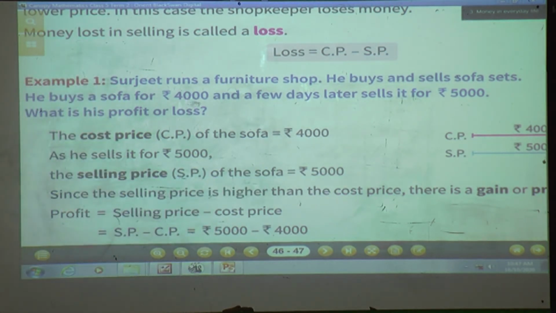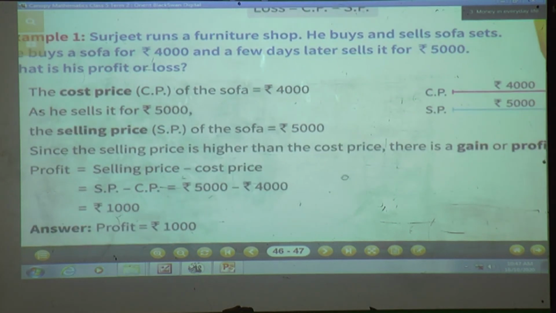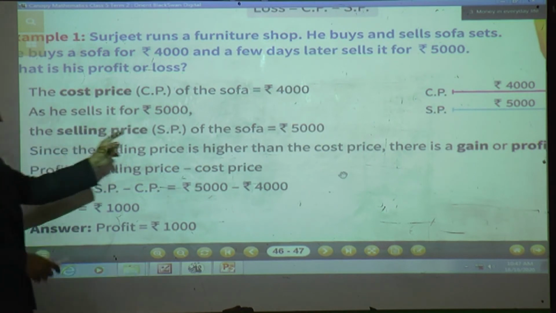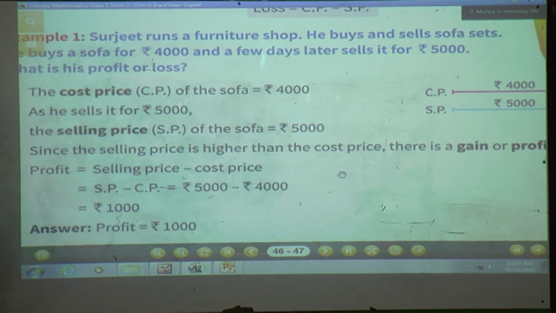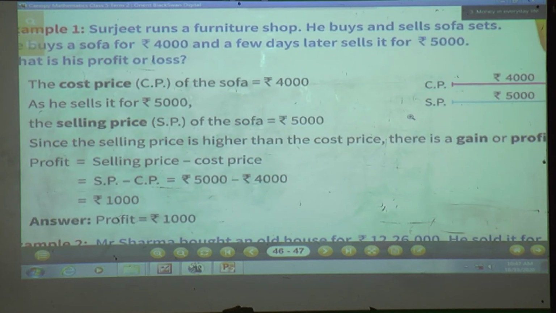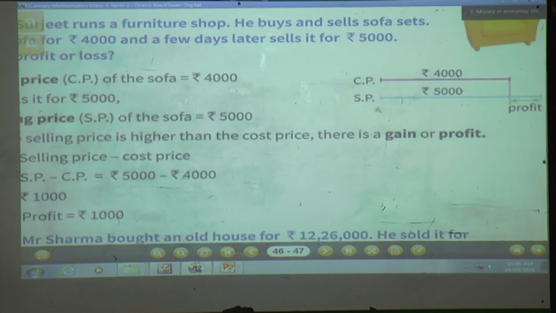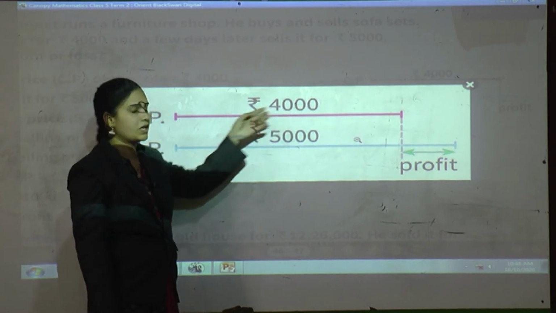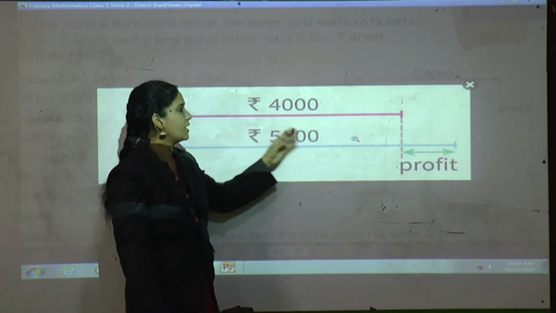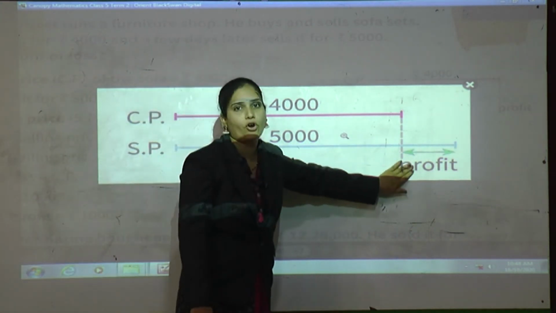Now students, since the selling price is higher than the cost price, there is a gain or profit. You can see here they have given a diagram of CP and SP. Here CP is 4,000 and SP is 5,000. As 5,000 is greater than 4,000, that's why there is a profit.